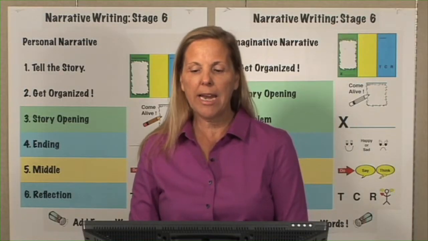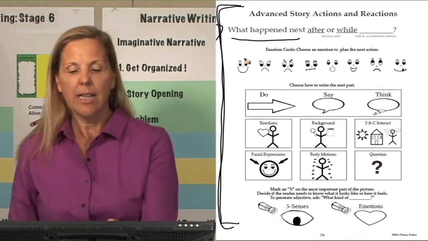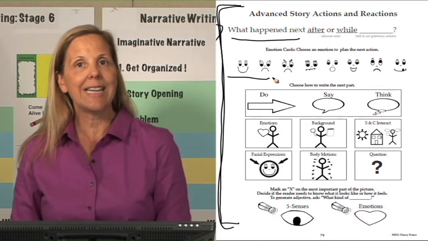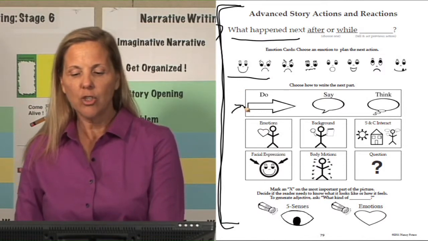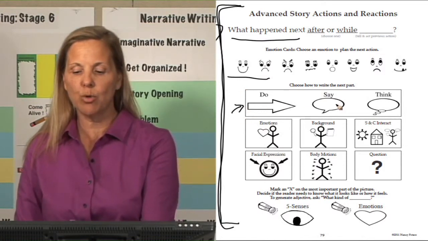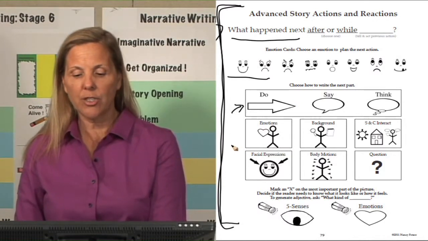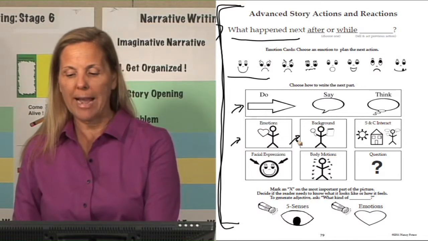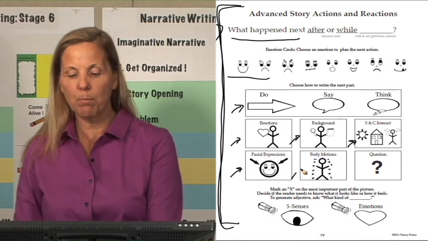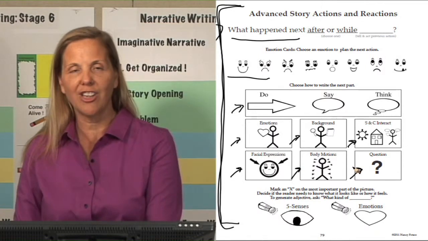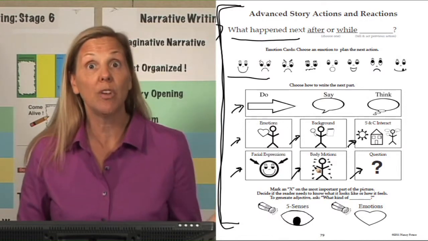On the very next page, we still have the same exact parts, what happened next, and the emotions to come up with an idea. But what I've added is, in addition to how to write a sentence, instead of just do, say, think, you could include in the next sentence just the character's emotion, tell their background, interact with the setting, give their facial expressions, body emotions, or ask a question. These are the same types of cards that we had at the beginning to reveal the hook.